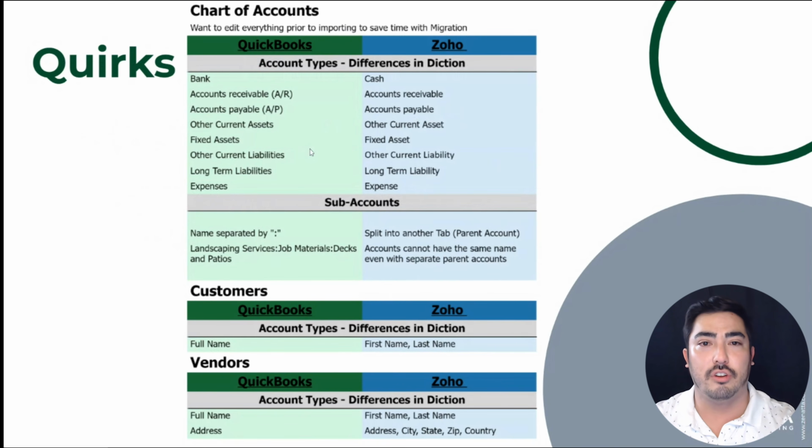Some quirks that you want to consider when you're formatting the data and normalizing it. QuickBooks and Zoho don't have the exact nomenclature for naming the account types. For example, other current assets with an S, where Zoho has other current asset. These are just some considerations.